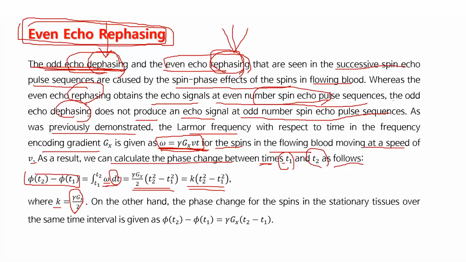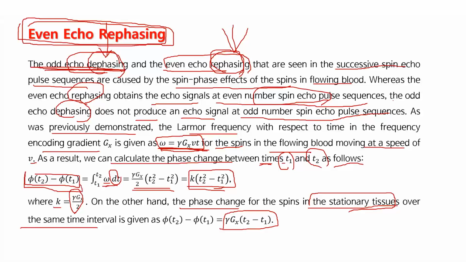On the other hand, the phase change for spins in the stationary tissue over the same time interval, t1 and t2, is given by this form. So, in the flowing blood, the phase change depends on t square, but in the stationary tissue, the phase change depends just on t.